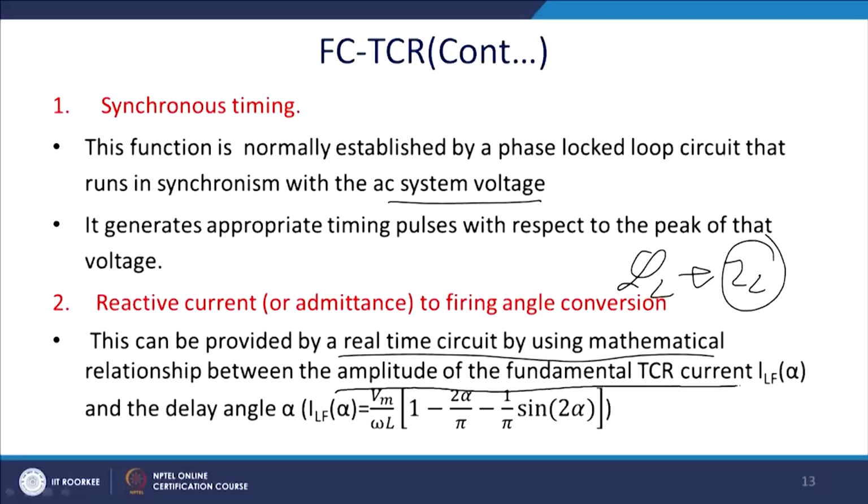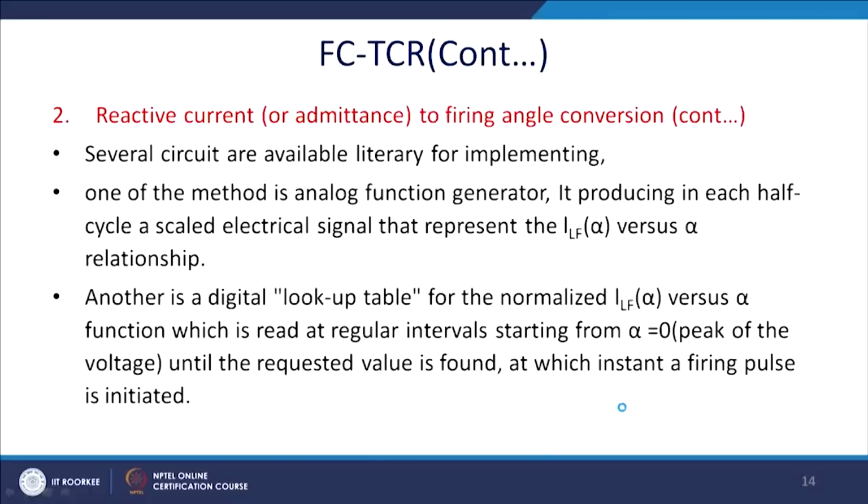The amplitude of the fundamental TCR current IFL alpha and the delay angle alpha is given by 1 minus 2 alpha by pi minus 1 by pi sin 2 alpha. Now, reactive current to firing angle conversion. If you refer to the book, there are several circuits available for the implementation.